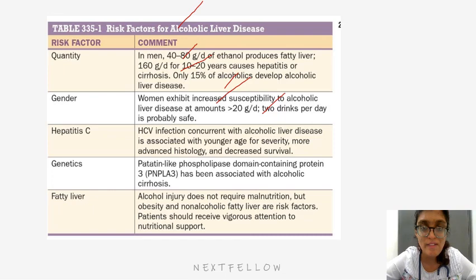Hepatitis C: HCV infection concurrent with alcoholic liver disease is associated with younger age of severity, more advanced histology, and decreased survival. Genetics: patatin-like phospholipase domain containing protein, that is PNPLA3, has been associated with alcoholic cirrhosis. Fatty liver alcoholic injury does not require malnutrition, but obesity and non-alcoholic fatty liver disease are risk factors. Patients should receive vigorous attention to nutritional support.